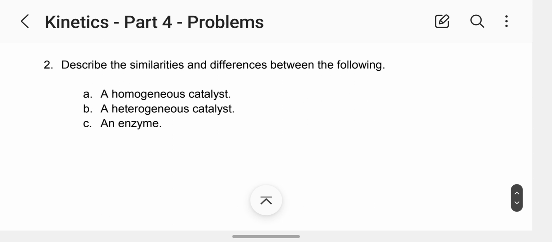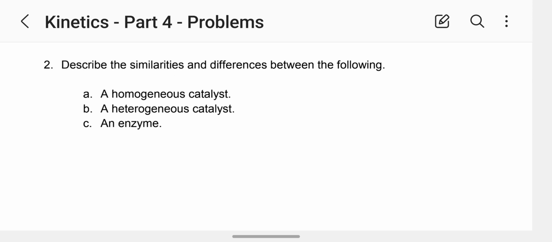Alright, so the second question is: describe the similarities and differences between the following: a homogeneous catalyst, a heterogeneous catalyst, and an enzyme. So what do you really think of a catalyst? A catalyst is any substance that speeds up a reaction and does not get consumed in the reaction itself. It acts as a stabilizing agent for the activation energy, lowering the activation energy of the reaction and accelerating it.